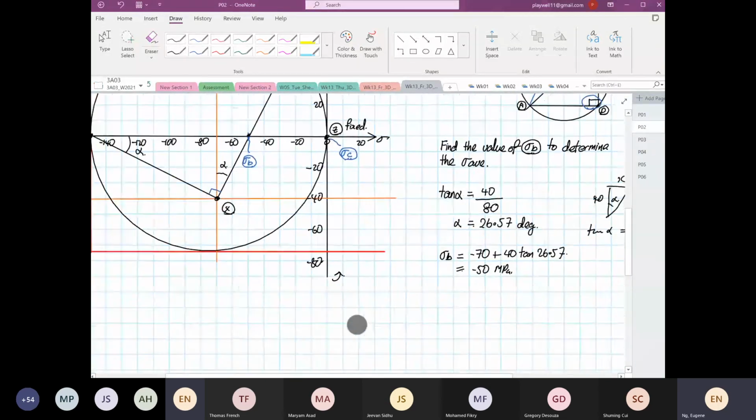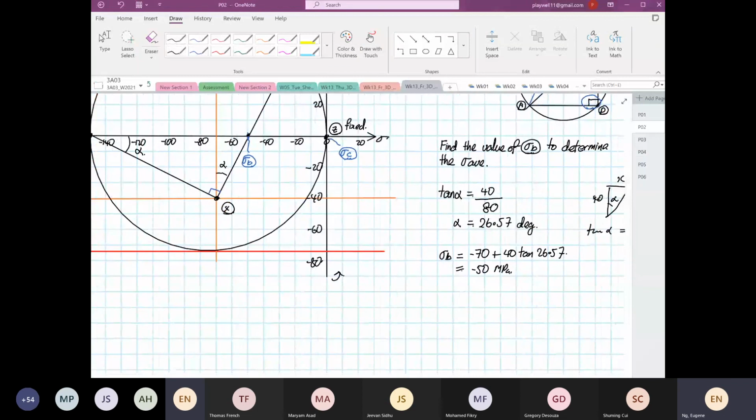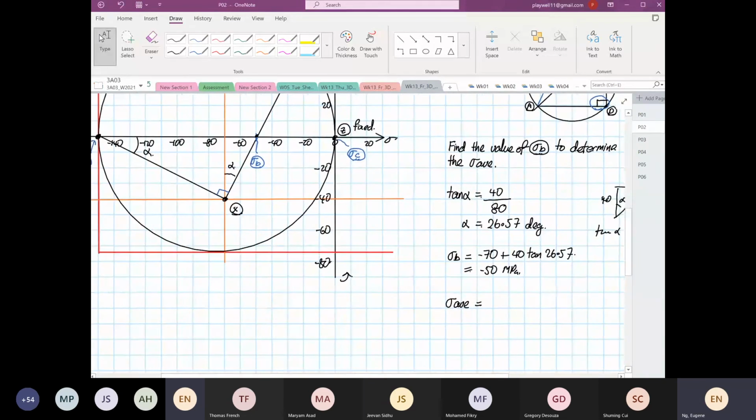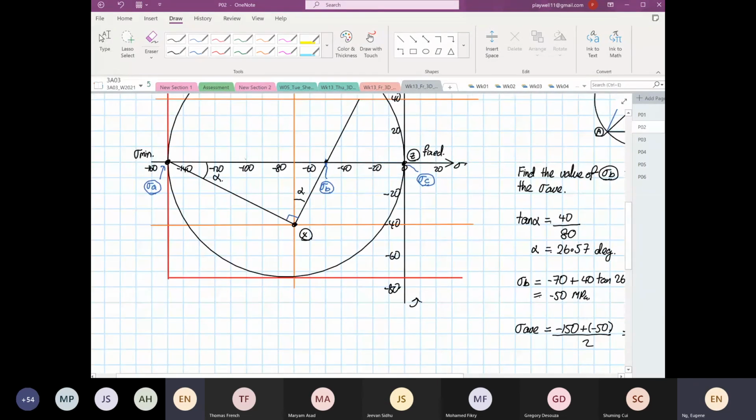So once you know that, you can calculate where your stress average is, okay? So your stress average, which is the center of the circle for normal stress A and normal stress B, is equal to minus 150 plus minus 50, divided by 2, okay? So this is equal to minus 100. So now we know that this is our stress average.